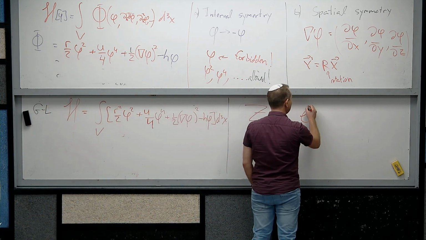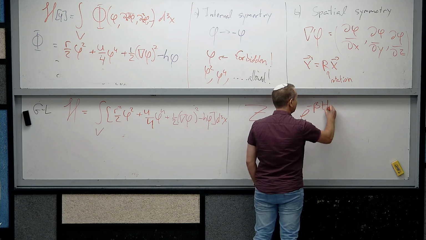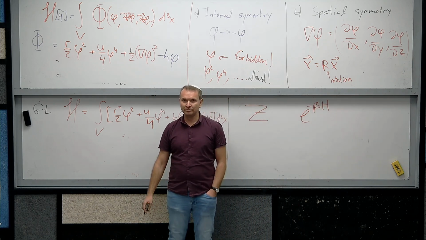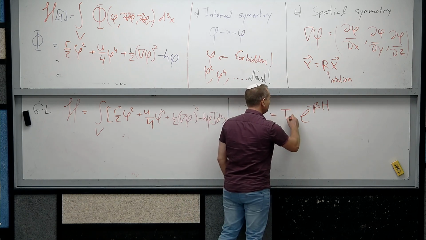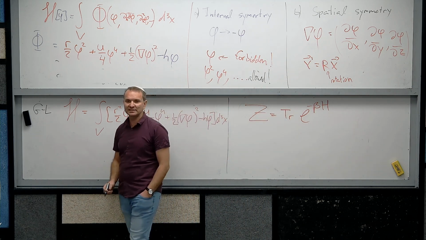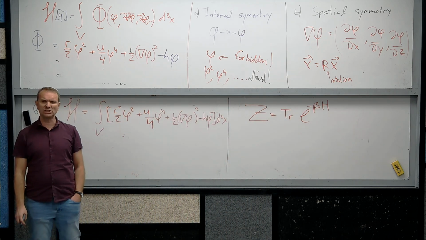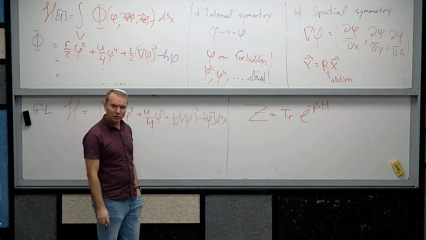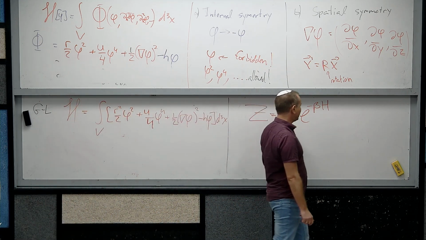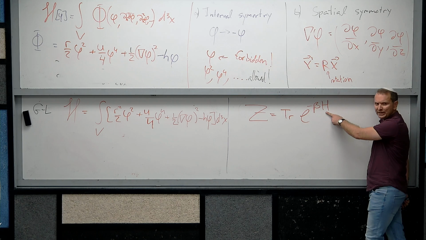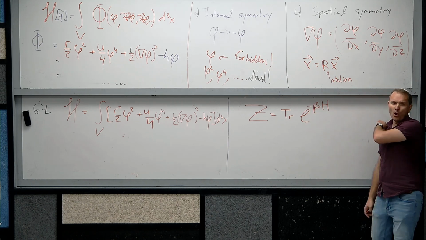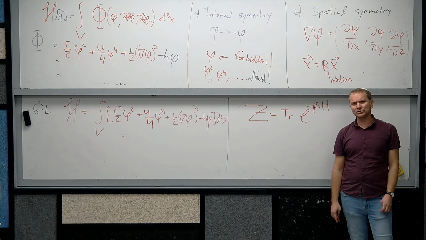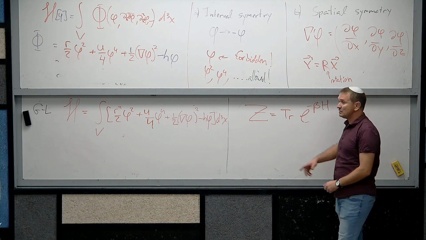Z is e to the minus beta, your Hamiltonian. And here, we usually put a trace. Trace means a sum over all possible states in your system. You sum for each state, you compute what the Hamiltonian is. You compute e to the power minus beta h, and you go over all the different states of your system. This is the partition function.